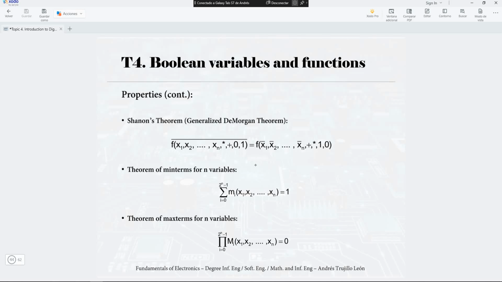And here we have another theorem that I think is easy to demonstrate. I'm going to demonstrate it. The sum of all the min terms of a function is 1. So imagine that we have a 2-variable function, for example this one. So we have 2 variables, so we are going to have 4 possible min terms. So we are going to sum all the min terms of the function.